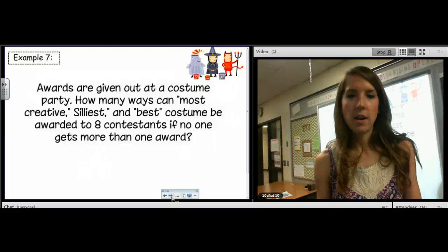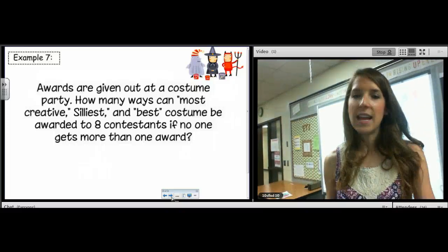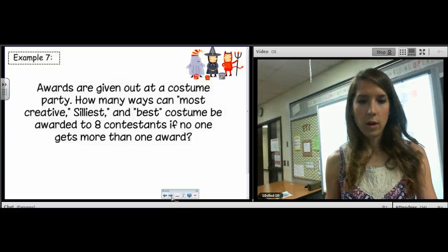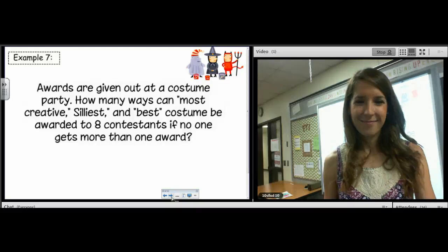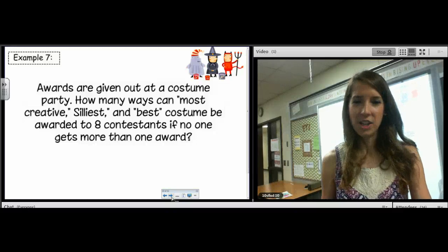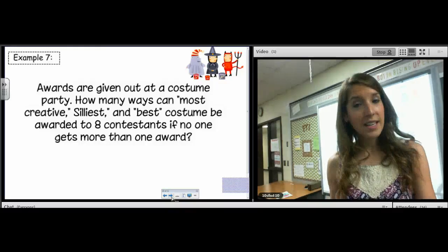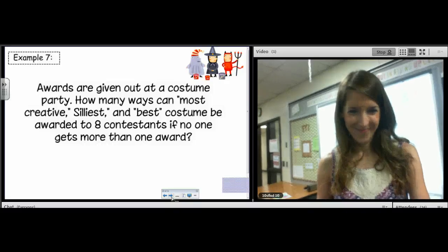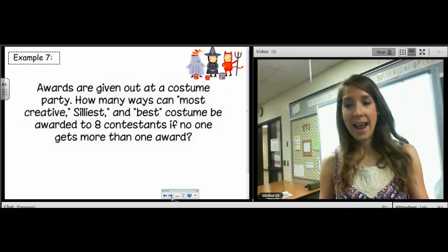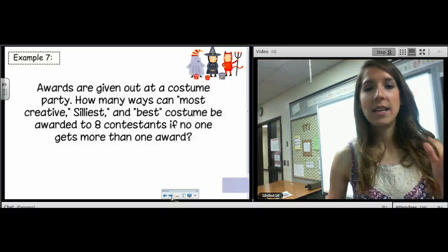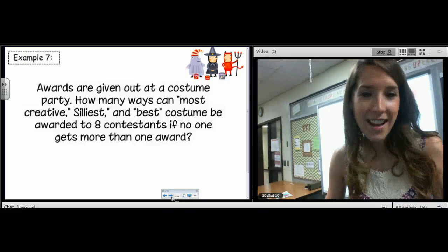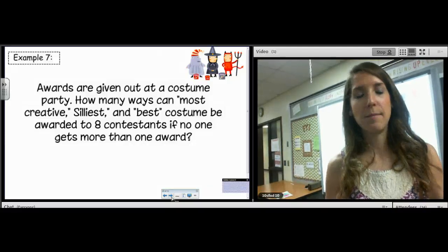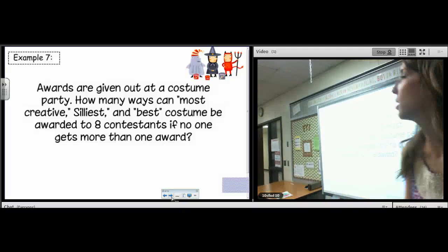Awards are given out at a costume party. How many ways can most creative, silliest, and best costume be awarded to 8 contestants if no one gets more than 1 award? All right, so there's 8 contestants. Is it a permutation or combination? Since you are giving them titles, Helaman getting silliest and Jenny getting most creative is different than Jenny getting silliest and Helaman getting most creative. Those are different, so it is a permutation.